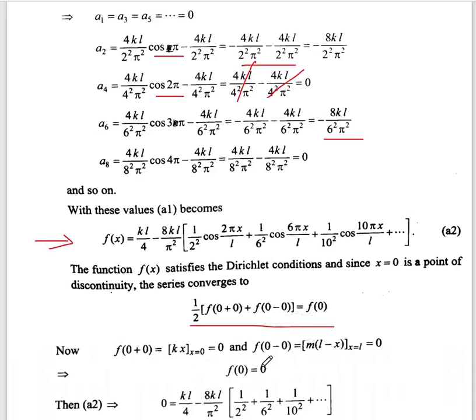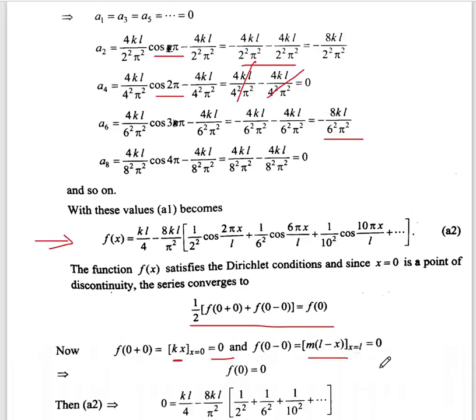Now at x0 equal to 0, what is the value of f of 0? So at x0 equal to 0, f of 0 plus 0 equals kx. So this is the value of kx at x equal to 0, so this will get 0. And f of 0 minus 0 at the value of x equal to L, so you will get 0.